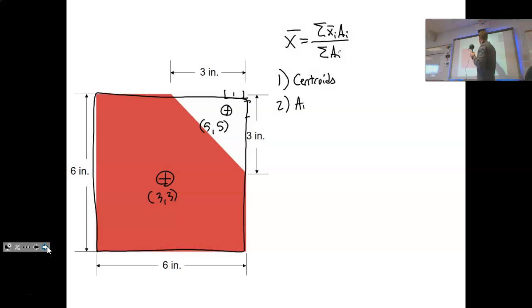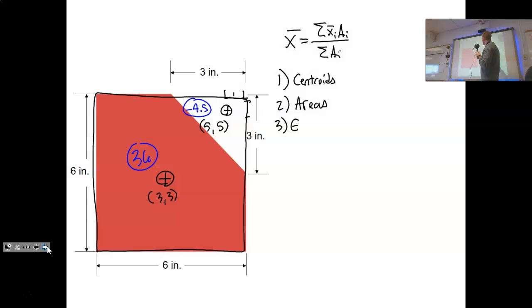Step 2 is the areas. The area of this one is 6 times 6, which is 36. The area of this one, remember, the secret, it's a negative area. So it's 3 times 3, 1/2 of that. So this area is negative 4.5.